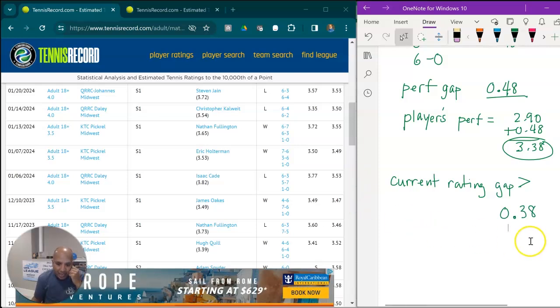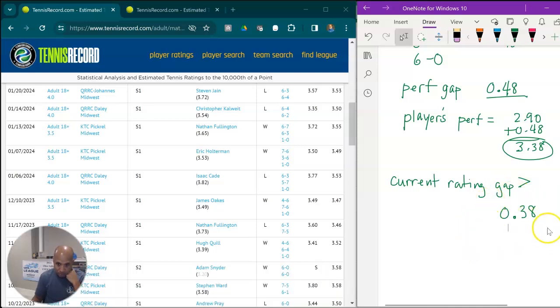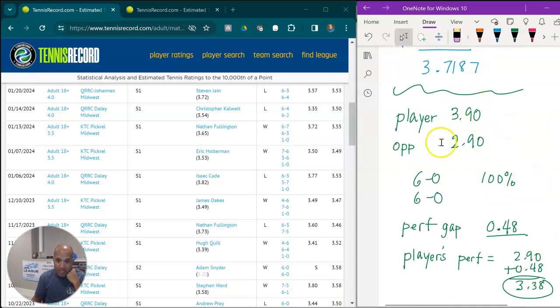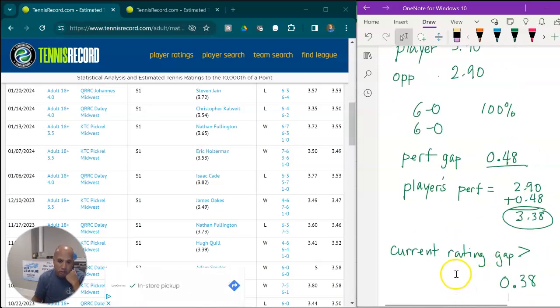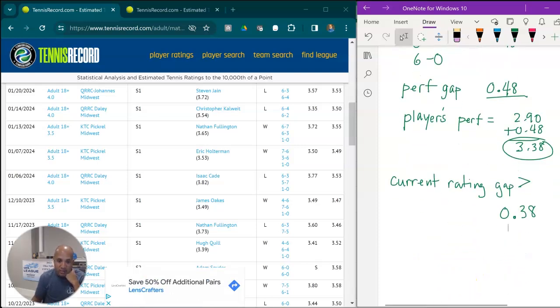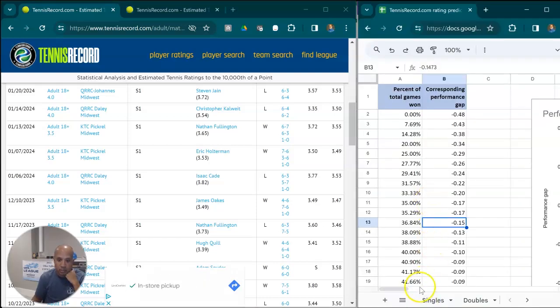And, again, I wish it were a nice round number that was easy to remember. I don't know why it's 0.38, but this is just what I have discovered by scraping 20,000 matches and analyzing the data. When the rating gap between the two players going into the match is bigger than 0.38, then that lookup table that I showed you earlier does not apply. There is a different formula that applies, and that is encapsulated into the spreadsheet already.